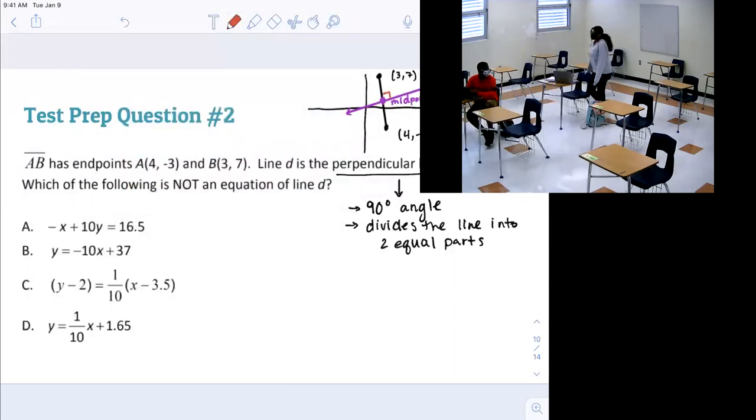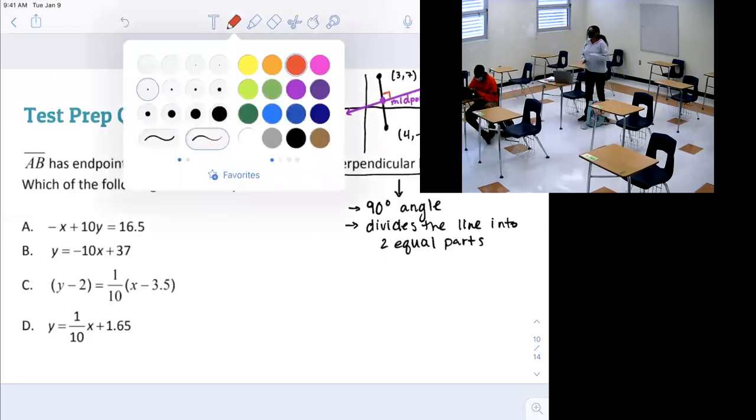Which means that I have to do two things here. In order to know the equation of the line I'm looking for, I need to know the slope, and I need to know the coordinate point that it's passing through. So can anybody remember, how do you figure out the coordinate point of the midpoint? Oh, the midpoint formula. Yeah, the midpoint formula.